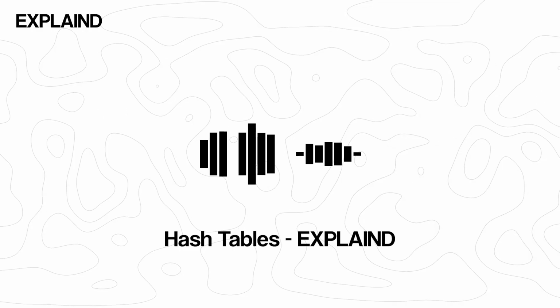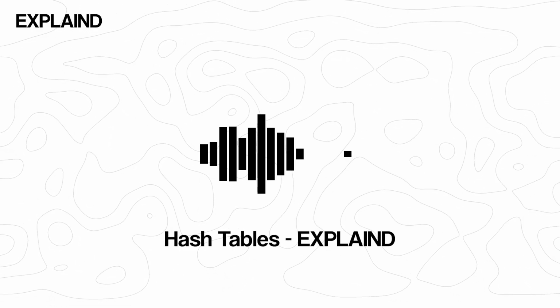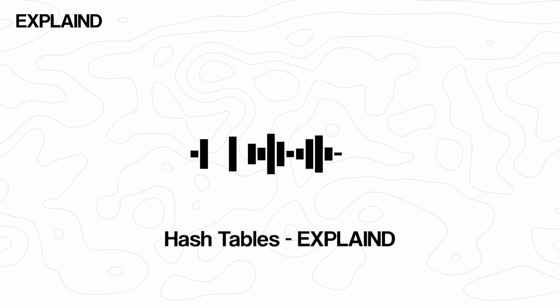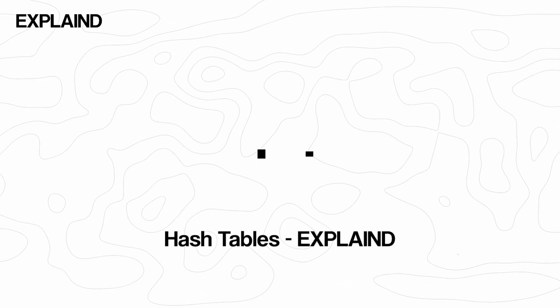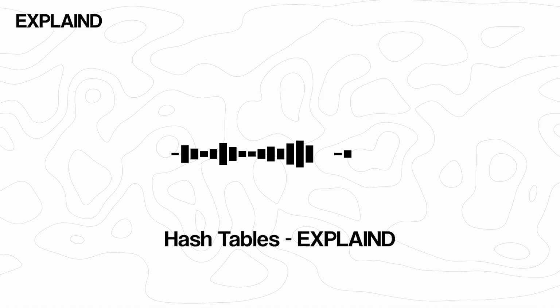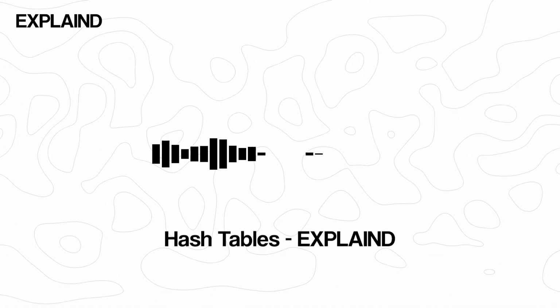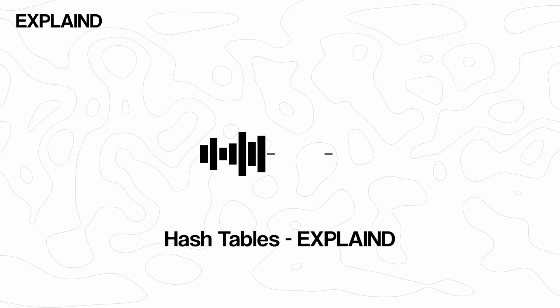Well, in Java 8 and later, things got even fancier. So if a bucket starts getting too full, then that linked list is actually replaced with a tree structure. And this is done to make the lookups even faster. Wow, so Java's constantly evolving to make hash tables even more efficient. It's like they never stop trying to improve.